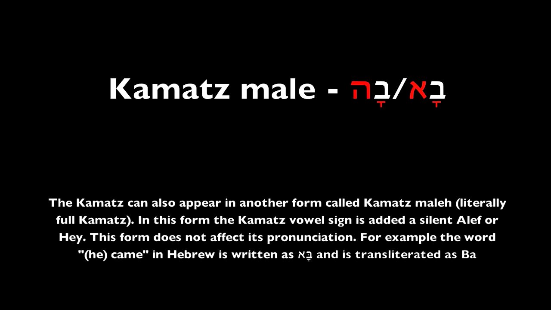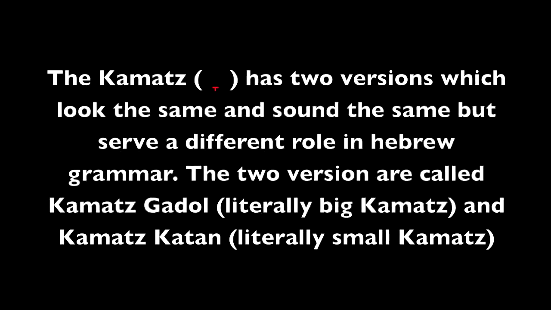Kamats male. The kamats can also appear in another form called kamats male. In this form, the kamats vowel sign is added to a silent aleph or hey. This form does not affect its pronunciation. For example, the word came in Hebrew is written as ba and is transliterated as ba. The kamats has two versions which look the same and sound the same, but serve a different role in Hebrew grammar. The two versions are called kamats gadol and kamats katan.